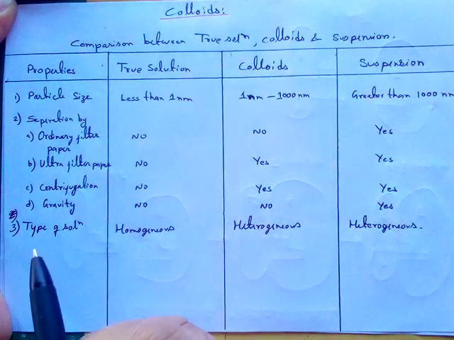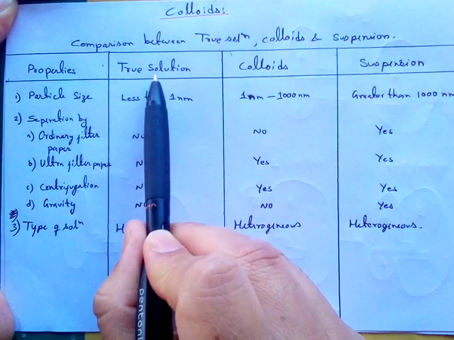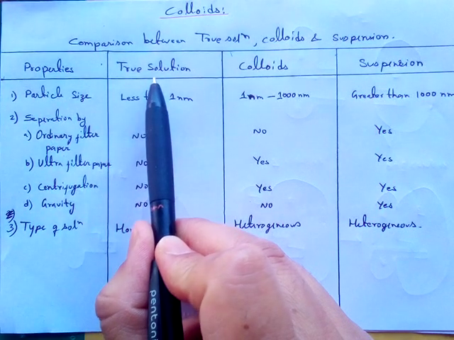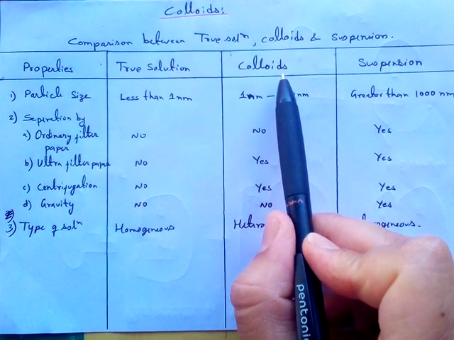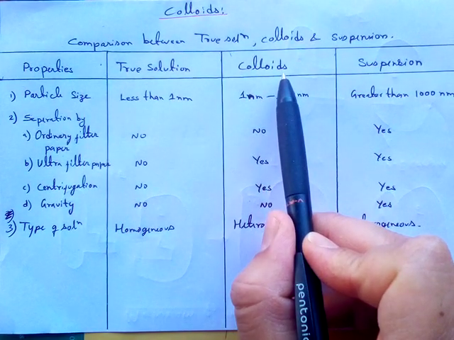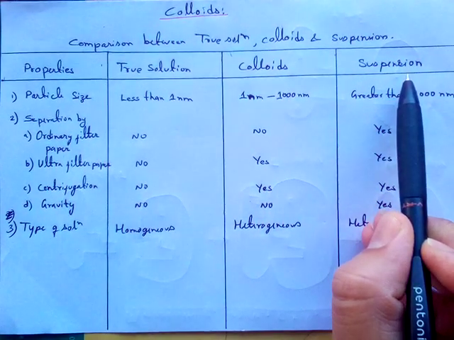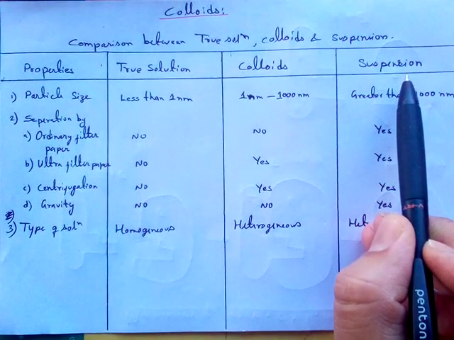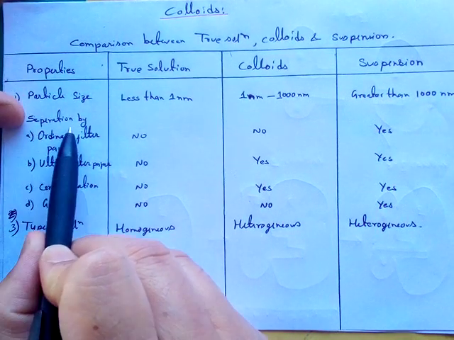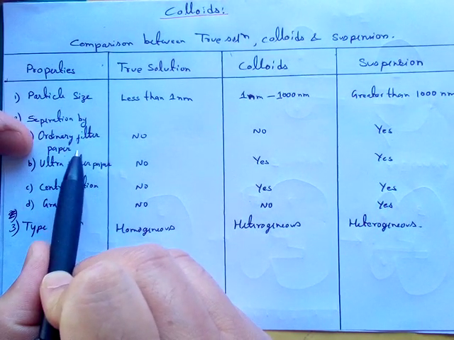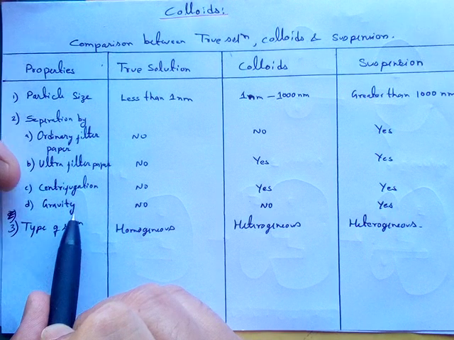Then, how can they be separated? How can the solid particle from the true solution, or the colloid, be separated from its medium or solution, or how can the suspension particle be separated from the dispersion medium? Now the separation technique. We choose the ordinary filter paper, but before that we'll first look at gravity. So gravity, true solution.